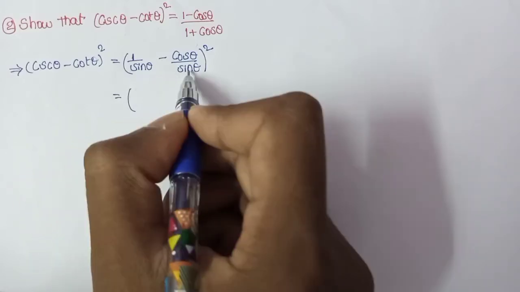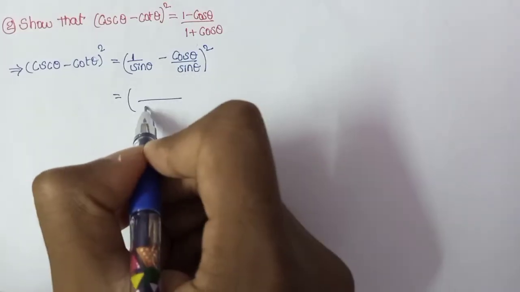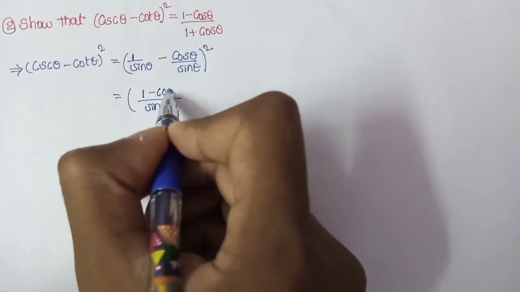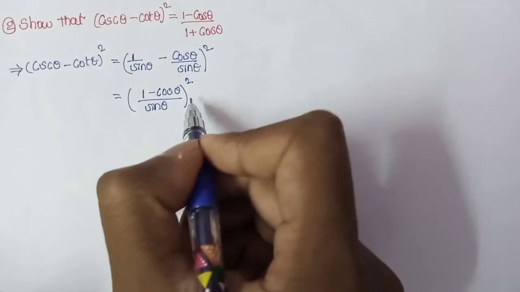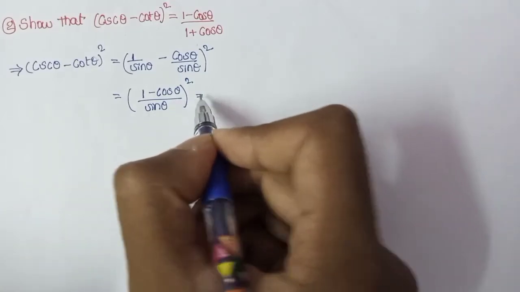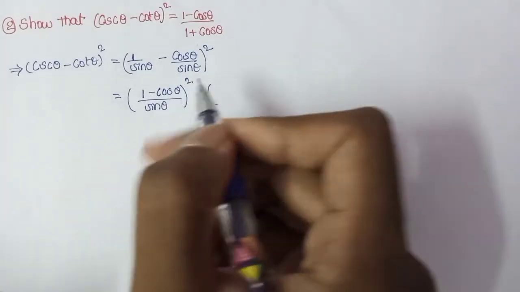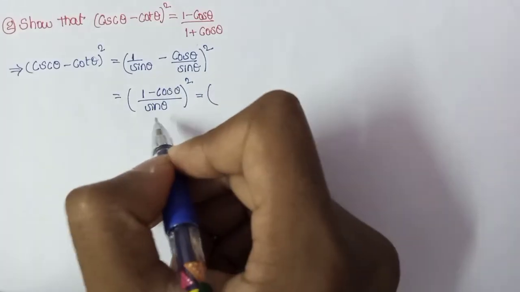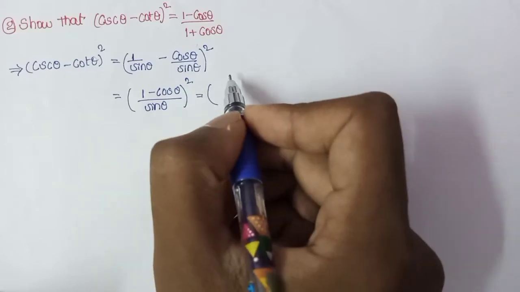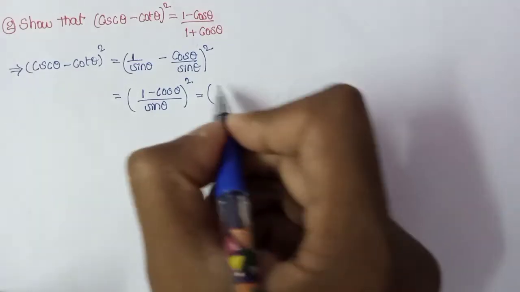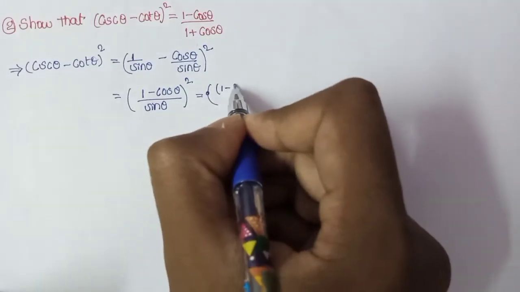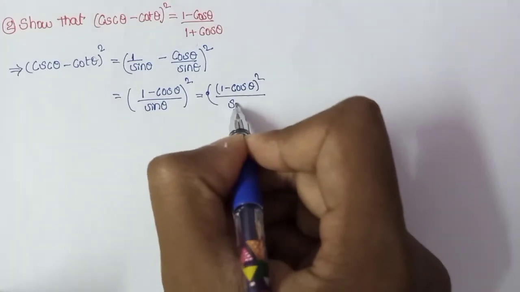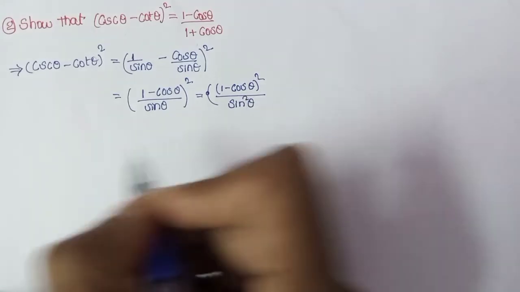Okay, which is equal to what? 1 by sin theta. Here also there is sin theta, so you can write directly sin theta here. Here 1 minus cos theta whole square, which is equal to 1 minus cos theta whole square. You can write a by b whole square means a square by b square. That is 1 minus cos theta whole square divided by sin square theta.